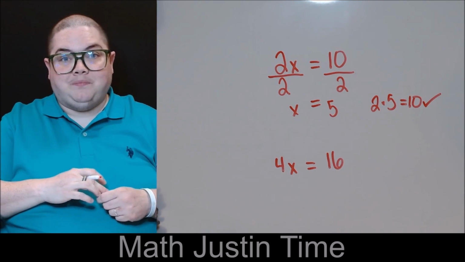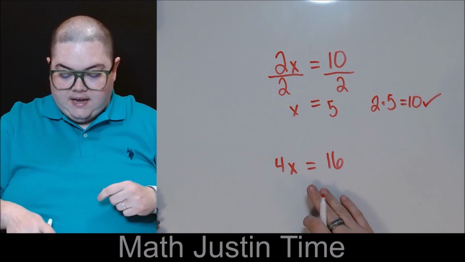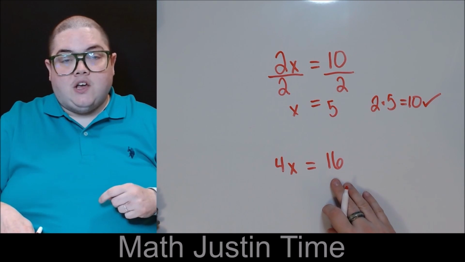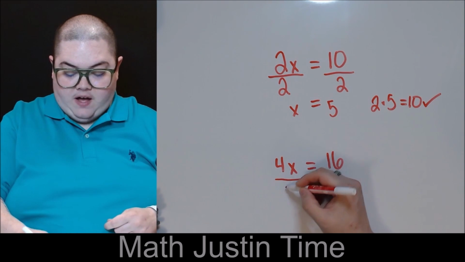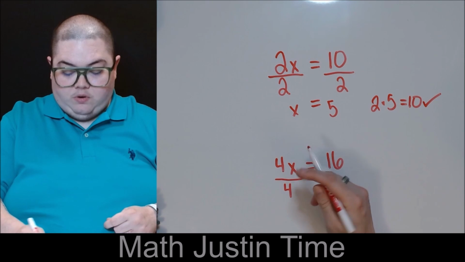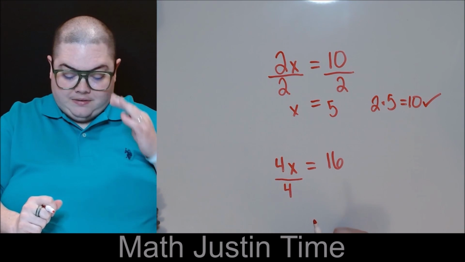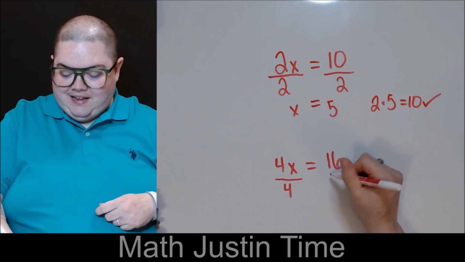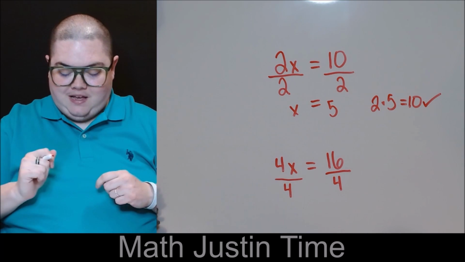So let's try this one. So we have 4 times x, or we say 4x, is equal to 16. So we are multiplying, so we're going to divide. We're going to divide by 4. We're going to divide by the coefficient. That was a term that we learned back. And we're going to divide both sides by 4. What you do to one side, you have to do to the other.